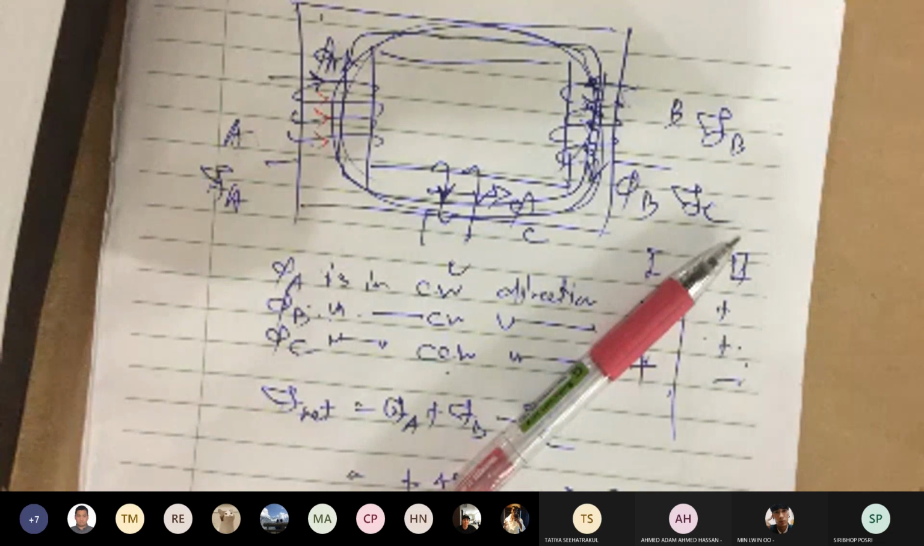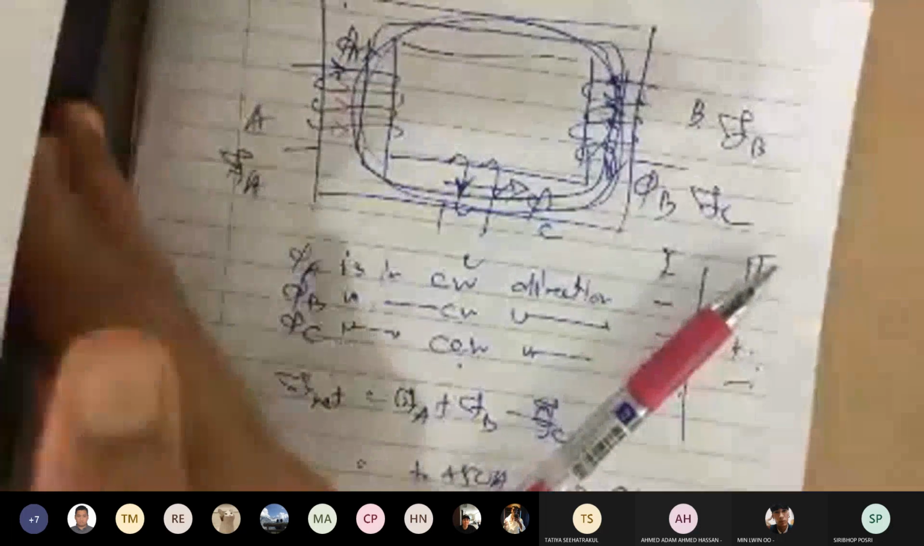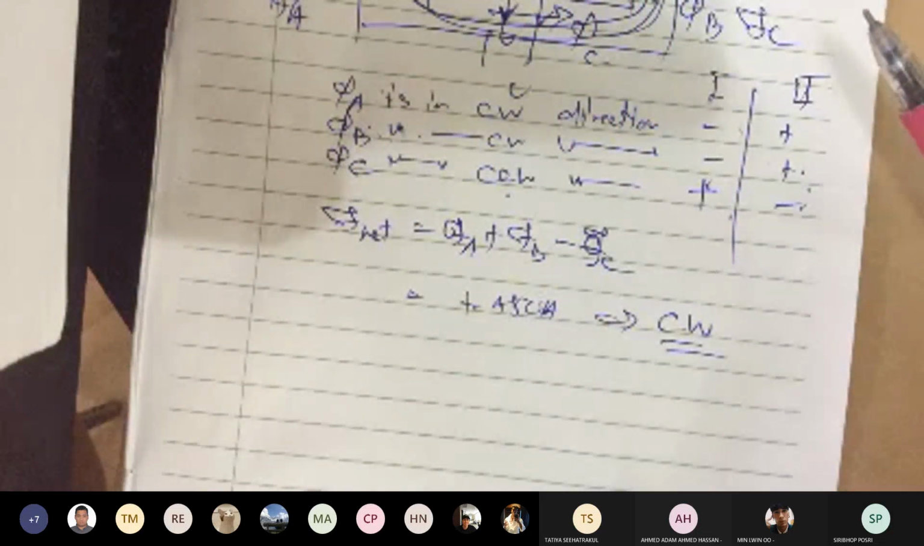So does that answer your question? Yes. Okay, make sure you understand, all of you, make sure you understand what we're doing here. An example like this used to be in the midterm exam also sometimes. You have to understand the concept though, how that works. Okay.